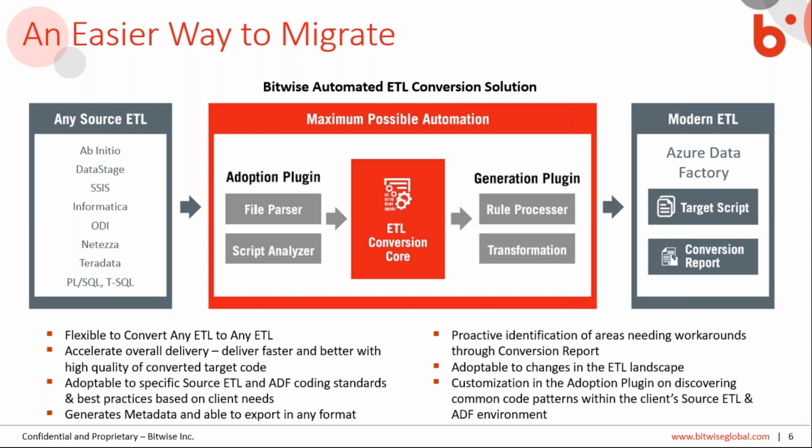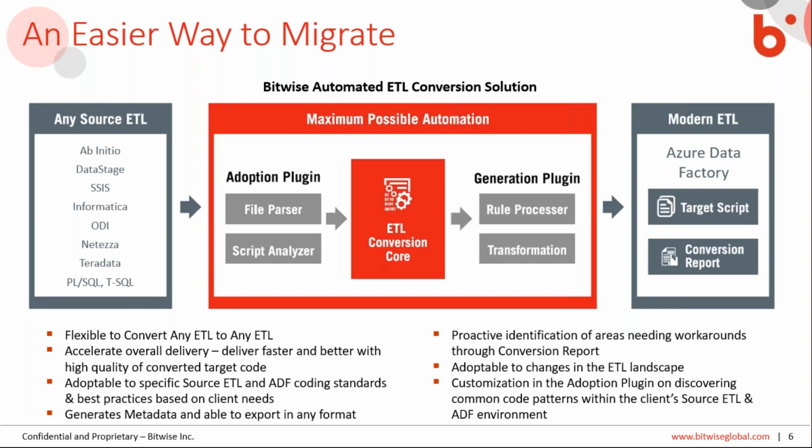From this point onwards, the information is passed to the generation plugin, which will give us the output of the target ETL tool in an automated way. For example, in this case, ADF. So it's going to give us one of the JSON files, as well as it will also provide us the conversion report. Now, this conversion report is very essential because the conversion may not be, and most of the time it's not, 100%. We definitely have to make some manual updates.